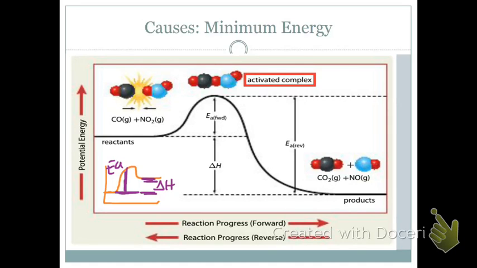Okay? And so they're kind of showing that here on the same graph, but I wanted to draw it separately so that you could see that I would just flip that around. But the activation energy is going to be the difference between the energy of the reactants and the top of the graph. The delta H is going to be the difference in energy between the reactants and the products. So delta H doesn't necessarily go all the way up. Okay?